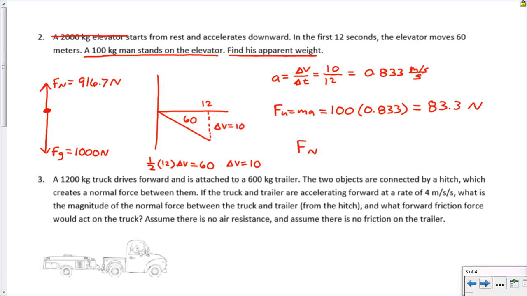Weight is a force. It's the gravitational force. Apparent weight is a normal force. It's in newtons. Many people think that weight should be in kilograms, but that's just a misconception that comes from the fact that in Europe, when you ask people their weight, they give it in kilograms. But in science, weight is measured as a force. It's measured in newtons. Mass is measured in kilograms. And so when I ask for the apparent weight, I'm asking for the normal force between a person and whatever object they're standing on, and it's measured in newtons. So 916.7 newtons.